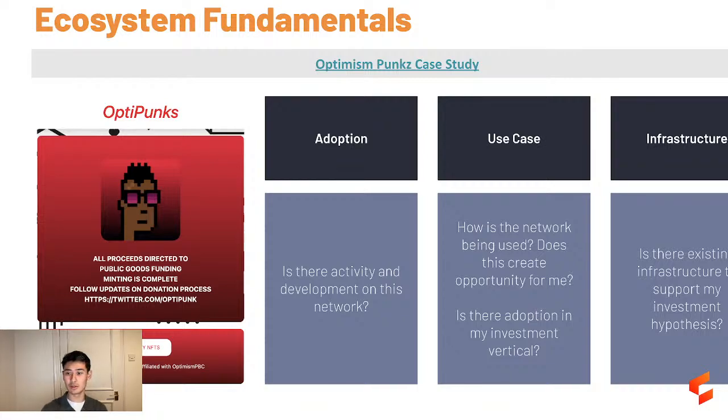And then how can we use Dune to collect that data and validate those assumptions? So we'll start out with things that I would want to look at if we're going to make that investment. The first thing I want to see is just adoption. Is Optimism a growing network? Does the network have enough activity to make me confident that it's not going to disappear? Because if Optimism disappears, the value of my OptiPunk also disappears, because it exists on that network. So I want to make sure that isn't going to happen.